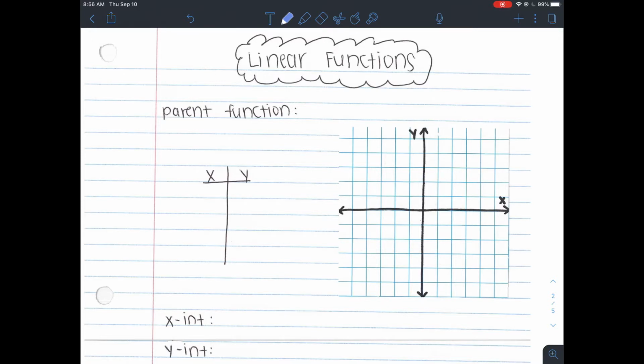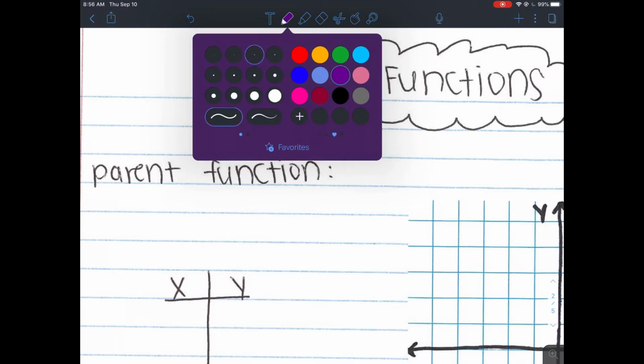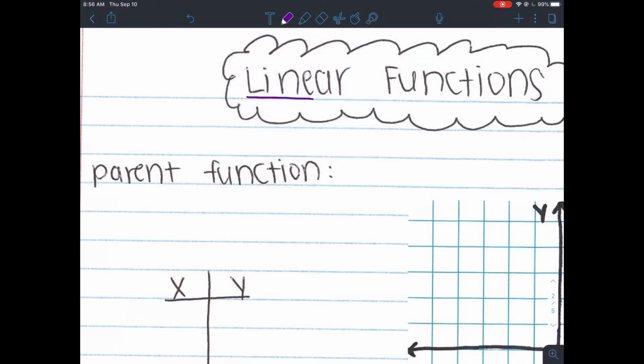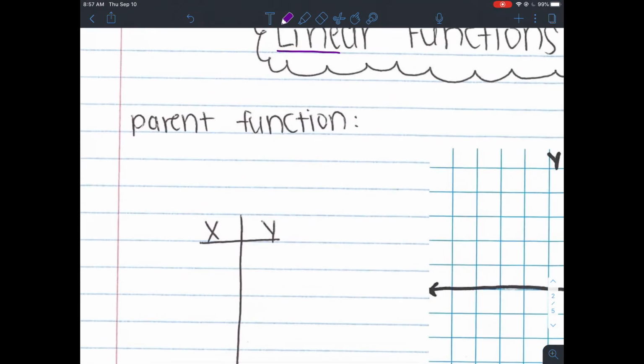All right, so remember, the keyword in linear is line, right? So actually, I'm going to use purple, I think. Keyword in here is line, which means it's going to look like a straight line. If it doesn't look like a straight line, then we probably did something wrong, right? Okay, so what is the parent function for the linear? Well, that's going to be y equals x, all right?